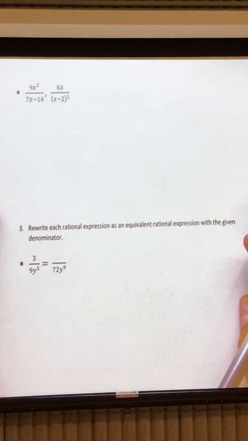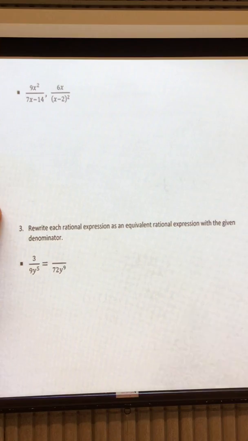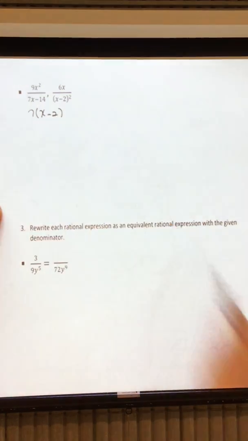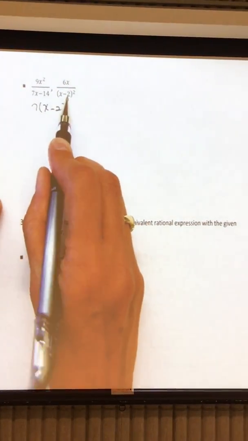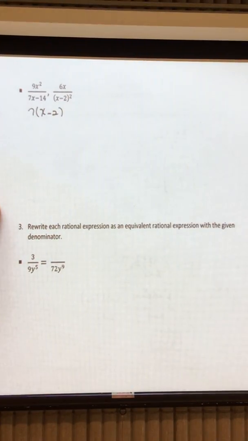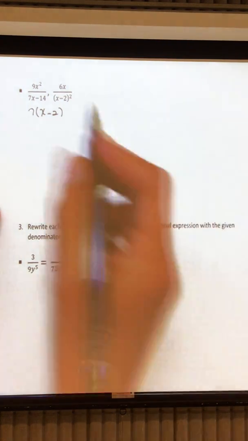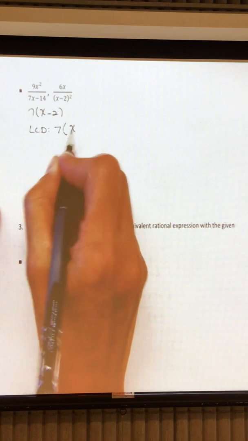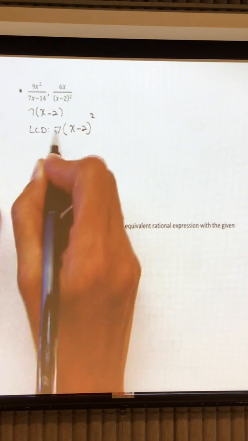9x squared over 7x minus 14. So here let's factor this denominator. You can take out a 7 times x minus 2. And this denominator you have x minus 2 squared. Therefore your least common denominator is the 7 times the x minus 2 squared.